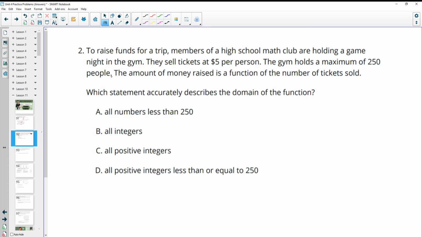Number 2, to raise money for a trip, members of the high school math club are holding a game night in the gym. They sell tickets for $5 per person. The gym holds a maximum of 250 people. The amount of money raised is a function of the number of tickets sold. So if we wrote a function here, which I think is helpful to think about, it would be $5 times the number of people. That's going to equal the money that they raised.